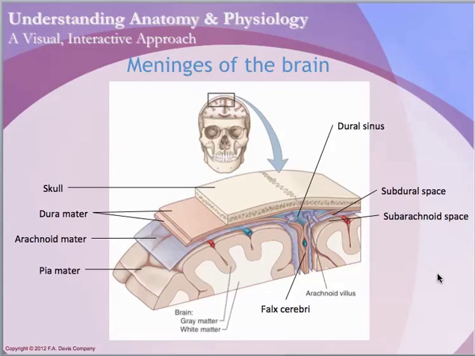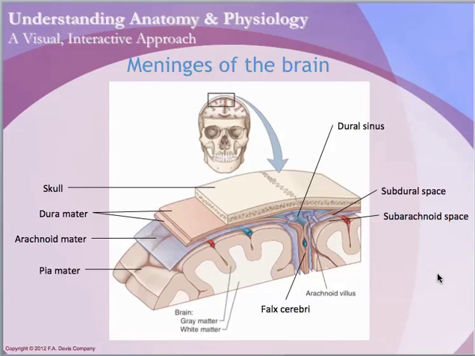Let's talk about the meninges of the brain. We just in our last lecture talked about the meninges of the spinal cord, and these are exactly the same. So if you remember them for one, you'll be able to remember them for the other. Again, just like we have the vertebrae and the spinal cord that offers some protection, we also have the skull, which offers some protection to the brain. Inside the skull, then, we have these three layers: the dura mater, the arachnoid mater, and the pia mater.